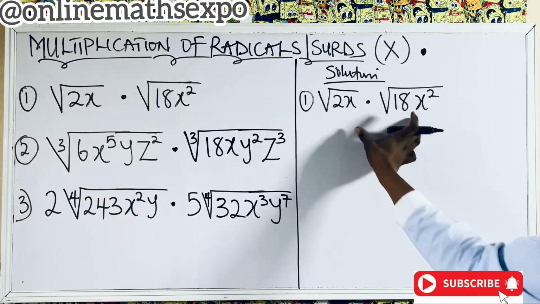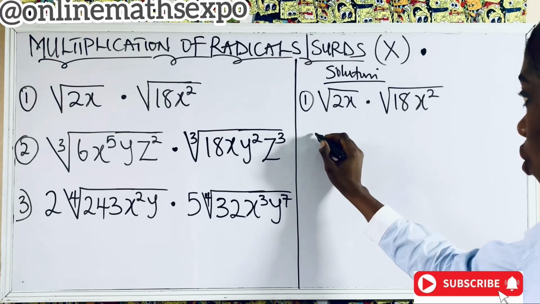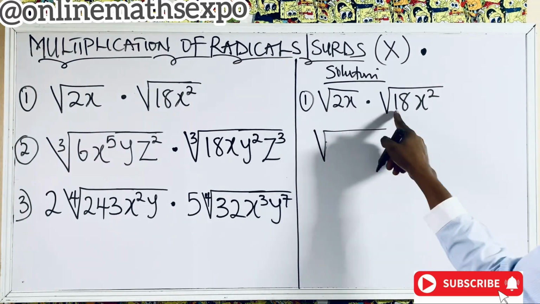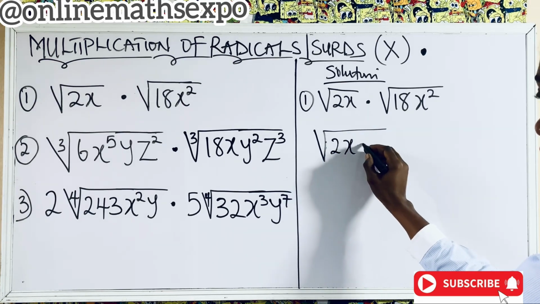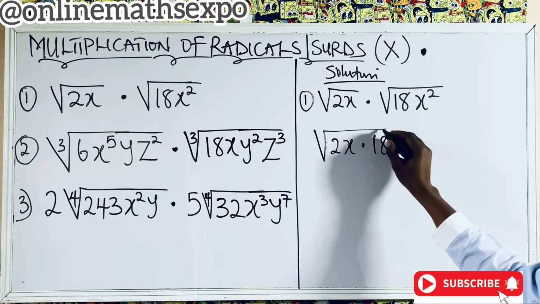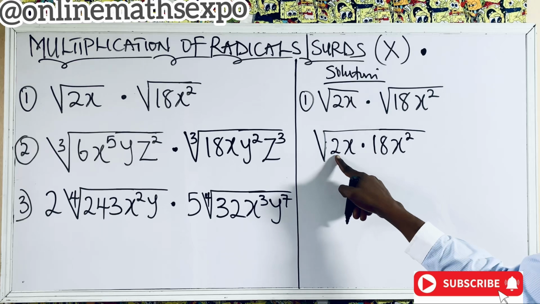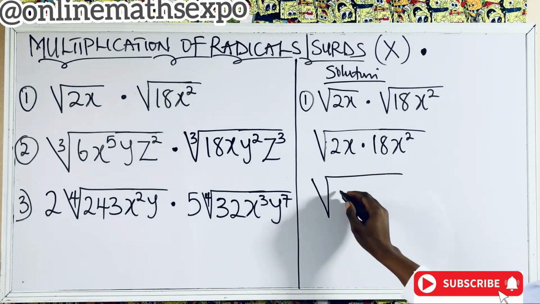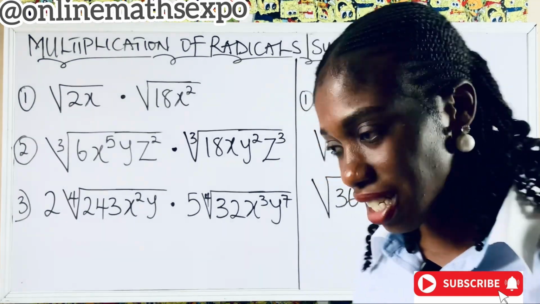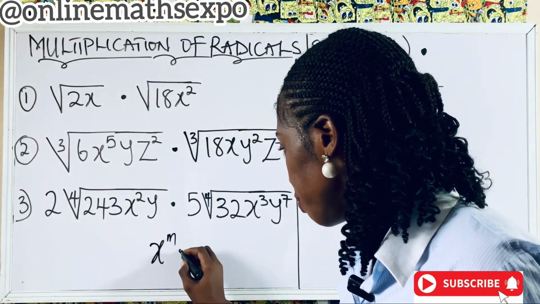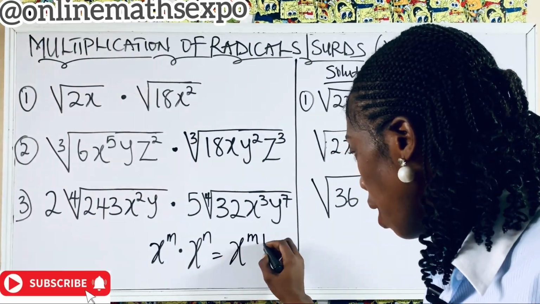So let's go by multiplying the two, okay? So in that case, we're going to take one of the roots because they are the same, then multiply the radicands. So we're going to have 2x multiplying 18x squared. I hope that is clear. So if you multiply this, 2 multiplies 18 will give us 36. And x multiply x squared. Remember your rule of indices, which says that x to the power of m multiply x to the power of n, what you simply do is to add your powers.